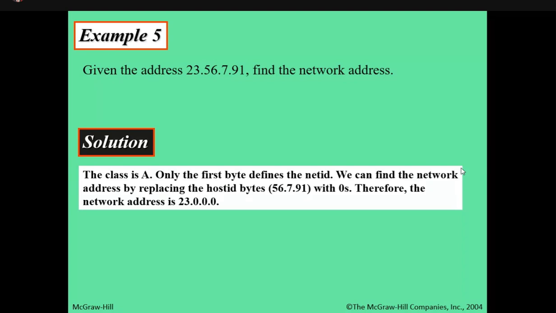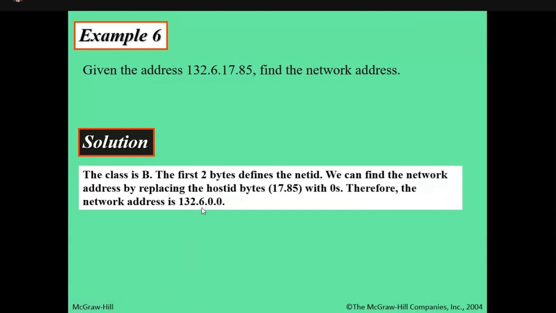This is a given, the finding of network addresses. Suppose this is a class A address, 23.56.7.91. How will we get the network address? We know the first byte is the network address. So 23 will be the first byte of the network address, so 23.0.0.0 will be the network address. As it is a class A address, the first byte is the network ID, so the network address will be 23.0.0.0.